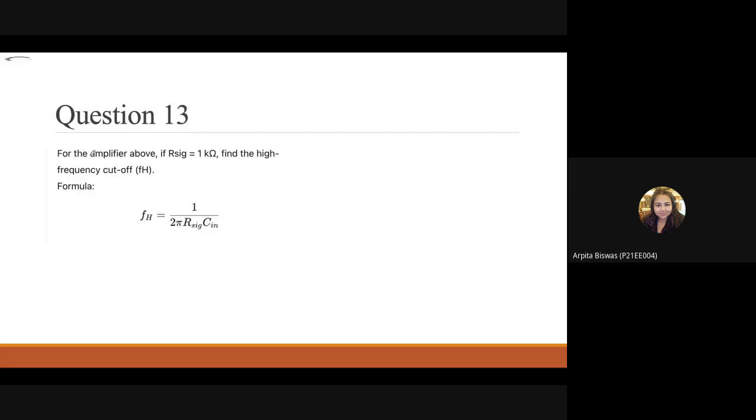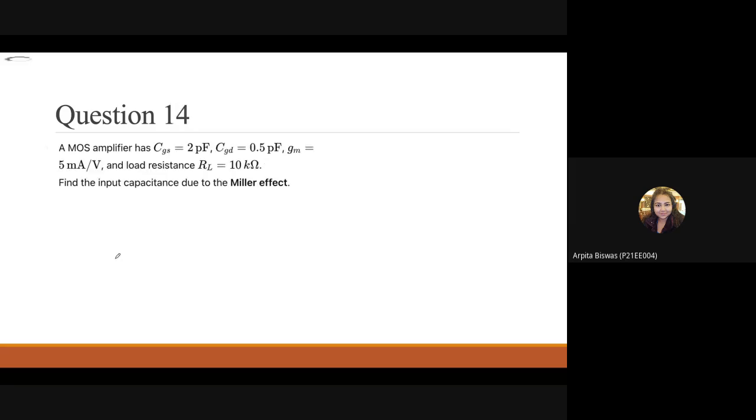So this is question number 13. For the amplifier above, if RSIG is 1 kilo ohm, find the high frequency cutoff FH, and here the formula is given. I think I missed it. Actually, I have not put in this circuit diagram. The C input value is 47. Sorry, just skip. You just have to find out the value.